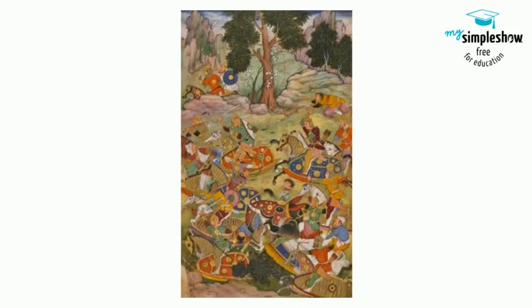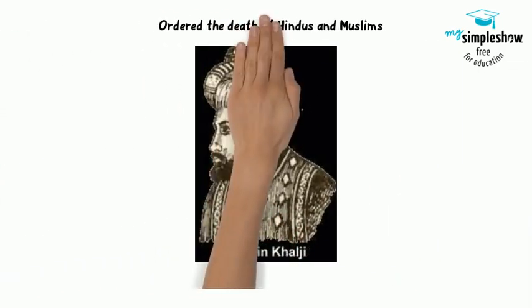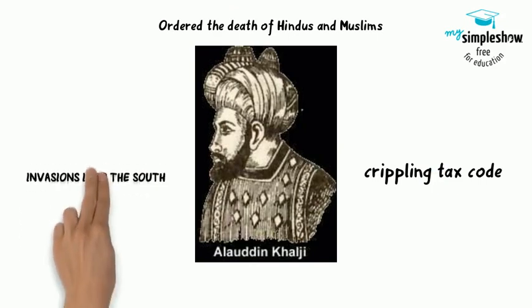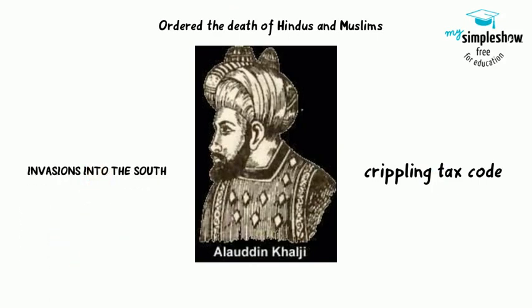However, the Sultanate also became well known for its cruelty to Hindus and Buddhists. Sultans like Al-Din ordered thousands of Hindus and Muslims and Buddhists to be killed, and put a crippling tax system in place to fund a never-ending series of invasions into the southern subcontinent.